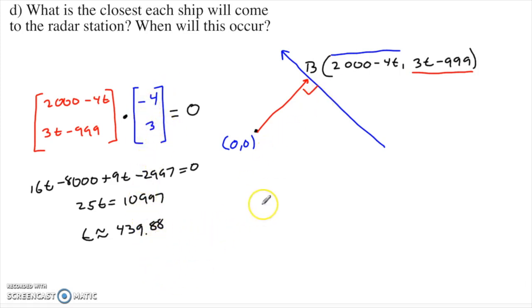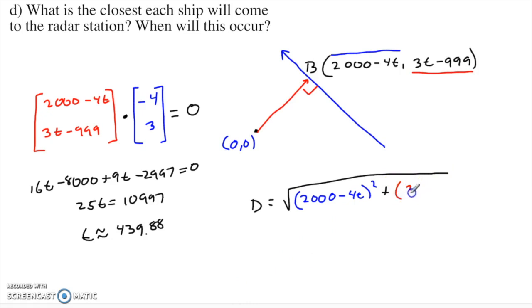And to calculate our distance, again, I'm simply going to think about the distance between 0, 0 and this point right here. Since I know my x-coordinate and the position here is just 0, 0, this is a very simple distance. The change in x is simply 2000 minus 4t. I'm going to square the change in x and add to that my delta y, which is, again, since I'm going from 0, 0, simply 3t minus 999 squared. Now I'm going to evaluate that at t approximately 439.88, and what I'll get is that the minimum distance occurs at t 439 and is about 400.8 meters.